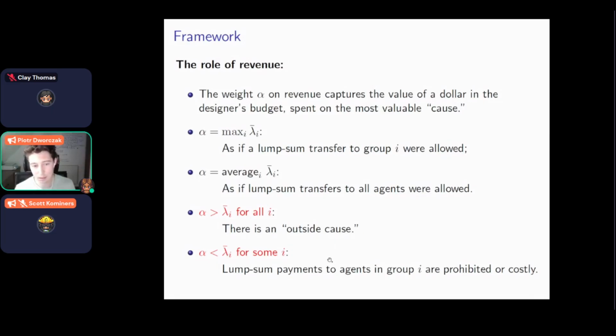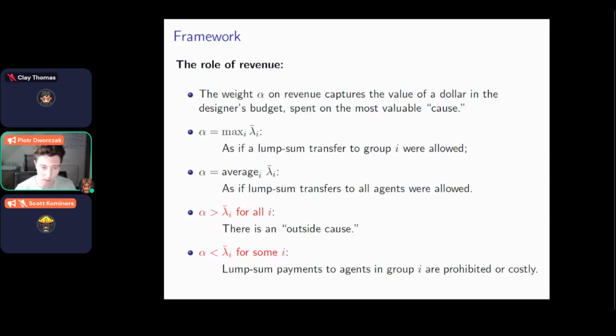That is capturing a case when I actually cannot give a lump sum payment to the agents. So the marginal value of generating revenue in this mechanism is actually below this hypothetical value of giving lump sum payment. And this could be because I cannot, for political reasons, give a lump sum payment. I cannot give a cash transfer. Or maybe if I'm giving a cash transfer, it's costly. For every dollar I collect, only 90 cents goes back to the agents, and therefore alpha is below the average welfare wage.